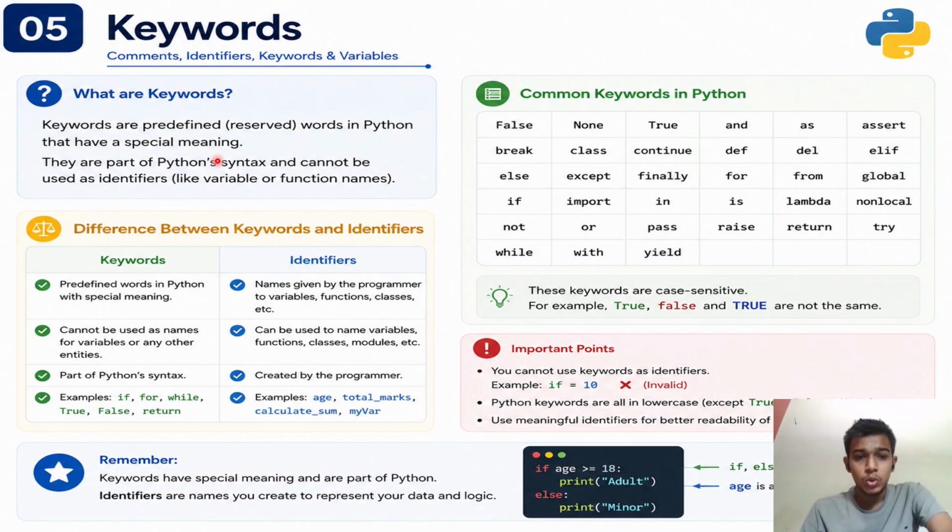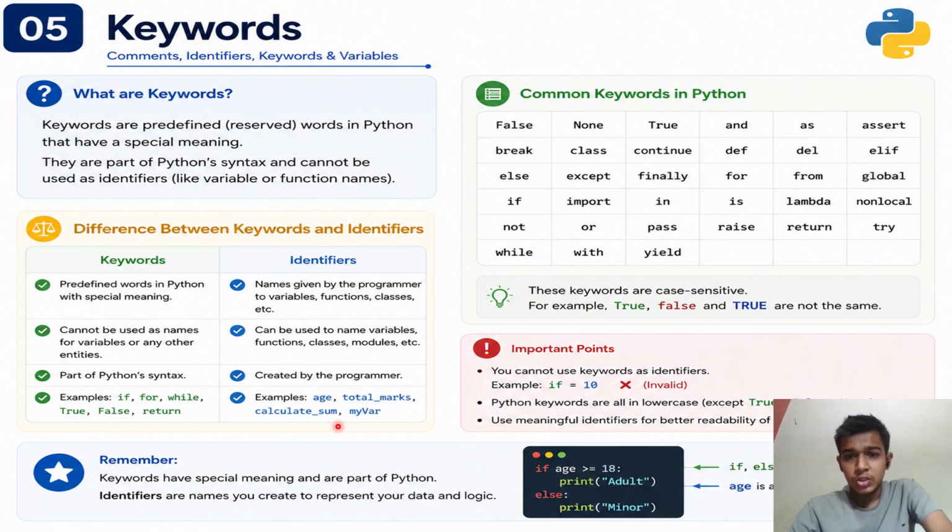Now, we come to the difference between keywords and identifiers. Students often get confused between keywords and identifiers. The difference is very simple. Keywords are predefined words in Python with special meanings, and you cannot use them as names or variables for any other entities. They are a part of Python syntax. While identifiers are the names given by the programmer to variables, functions, classes, etc. They can be used to name variables, functions, classes, modules. They are created by the programmer. Examples are age, total marks, calculate sum.